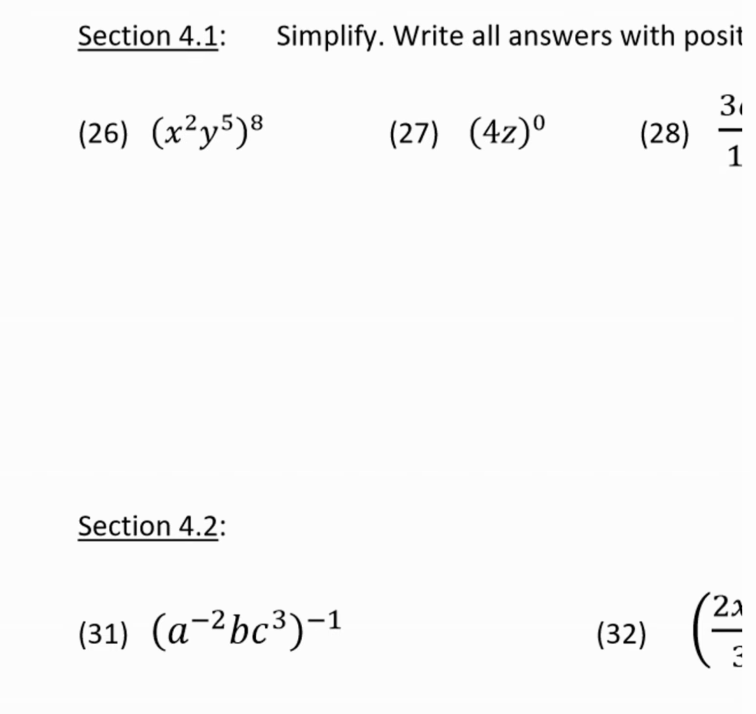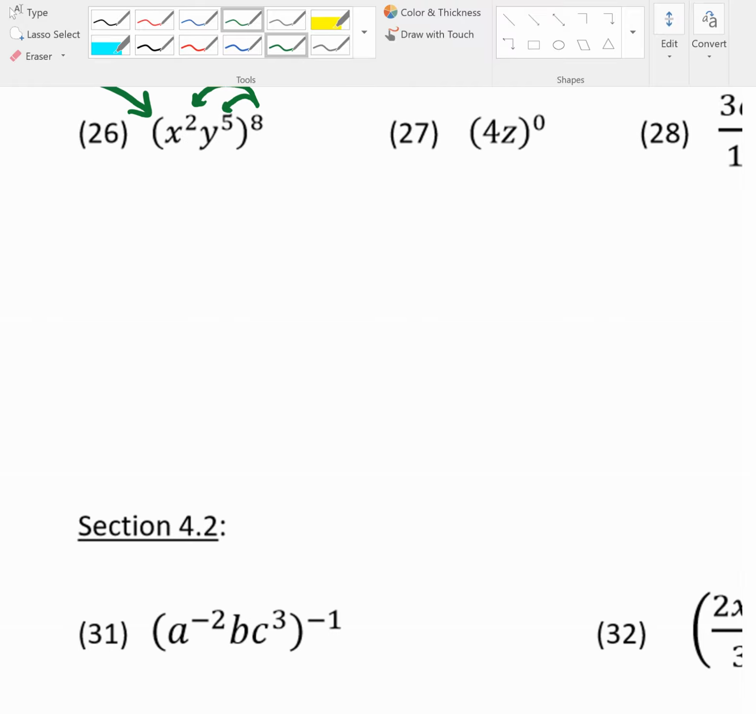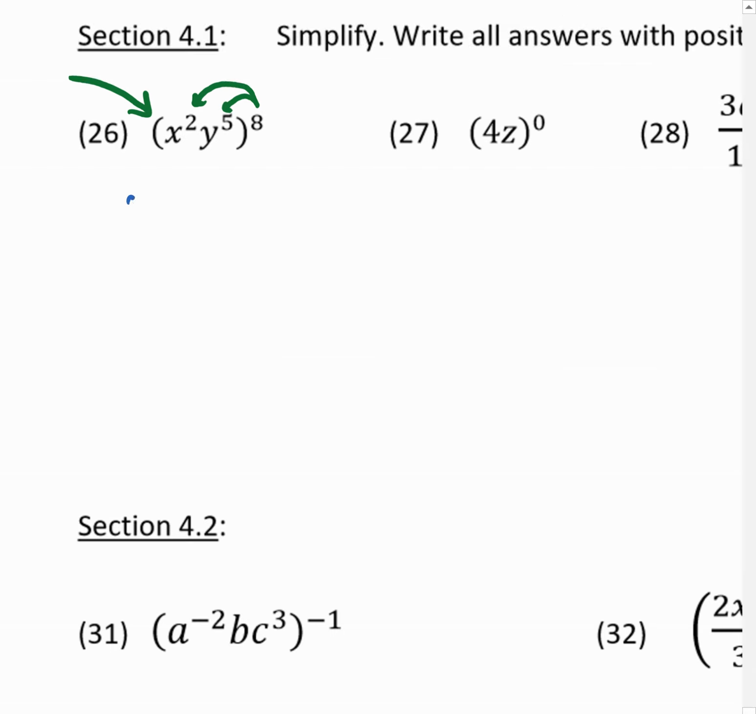So starting with number 26, here we have x squared, y to the 5th, and that whole thing to the 8th power. So if you remember, if you have a couple things multiplied or divided inside parentheses, like we have, it's an x times a y, then you're free to distribute any power you want that's outside the parentheses. So we can distribute this 8th power onto the x and onto the y. We just have to remember how the powers that x and y already have, the square and the 5th power, interact with that new 8th power that we're giving the x and the y.